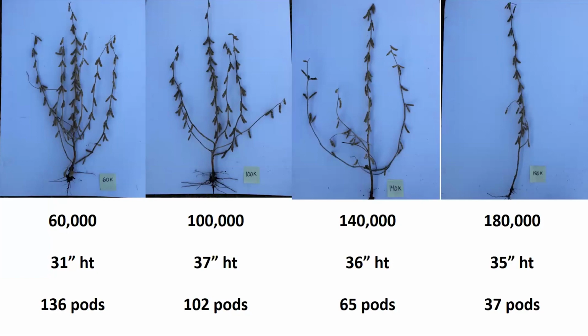So 60,000 has a little bit shorter height, but kind of bushed out. And 100,000 had a 37-inch height. And then height kind of remains in the mid-30s after that. So there's not much difference in the height, but bushing of the plant does show some difference, because 180,000 doesn't look that bushed out. And soybean does have that tendency to compensate for the lower population.